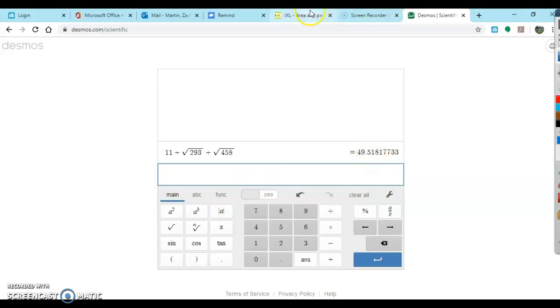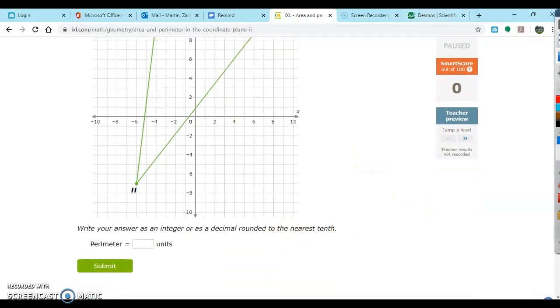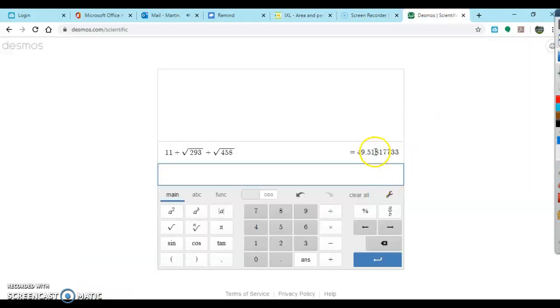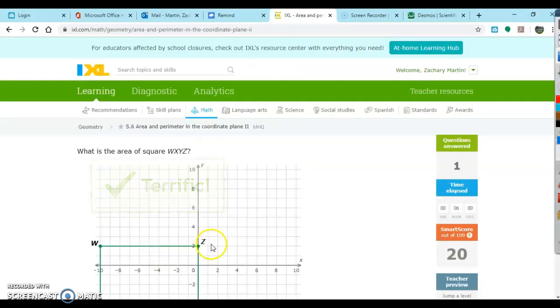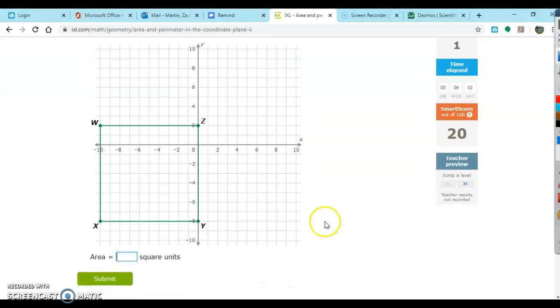49.518. Well, they said, I believe, nearest tenth, right? So we're going to round to the nearest tenth. There's a 5 here in the tenths place and a 1 in the hundredths. Okay, 5 or more raise the score, 4 or less give it a rest. Try to remember that. Because this 1 is less than 5, we're going to leave this 5 alone. So that's 49.5, that's our perimeter rounded to the nearest tenth. Hit enter. Terrific. Fantastic. Let's try another one.